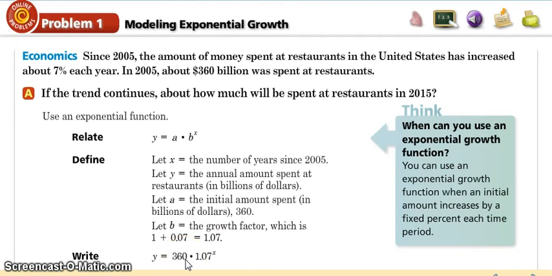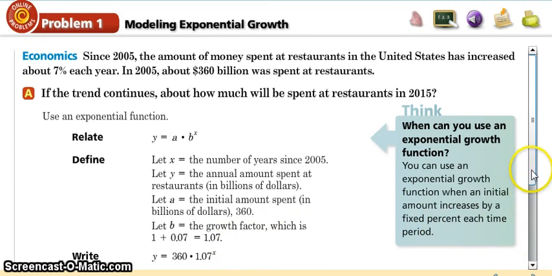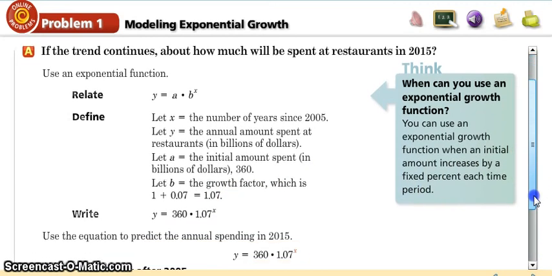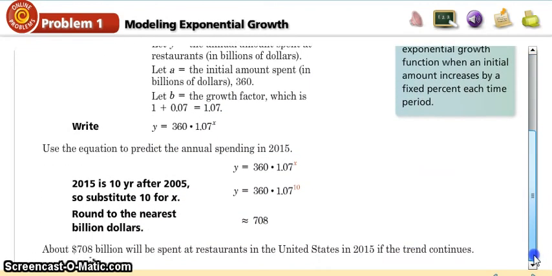$360 billion is our initial amount, times our growth factor, 1.07, to the x power, x representing the number of years since 2005. All right, so we have our equation, our function. So let's go ahead and apply this function to this problem. We want to predict the annual spending in 2015. So how many years is that since 2005? 2015 is 10 years since 2005.